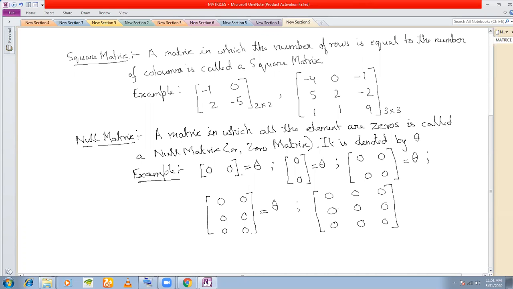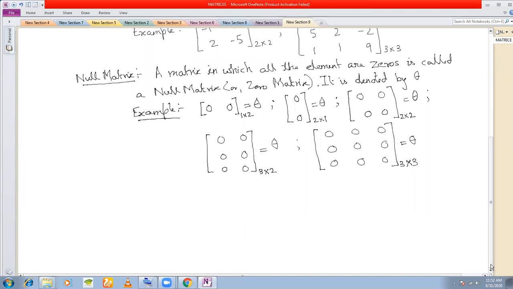This is a null matrix of order 1 by 2. This is a null matrix of order 2 by 1. This is a square null matrix of order 2. This is a null matrix of order 3 by 2, 3 rows and 2 columns. And this is also a null matrix of order 3. It's a square matrix. All these are null matrices. But in class 10, we normally dealt with this matrix, isn't it? Yes, sir. So remember that all these are null matrices.